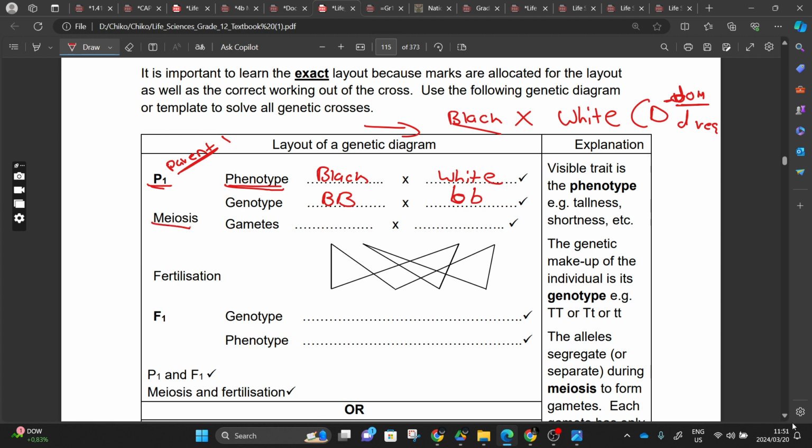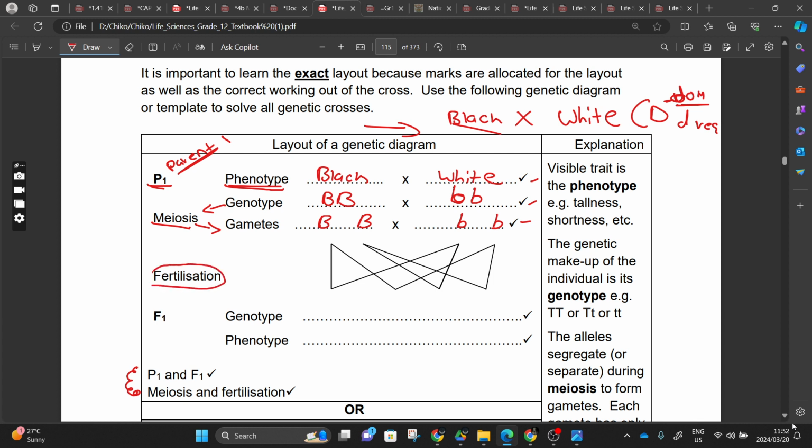And then we come here. You write meiosis because the gametes will undergo meiosis, and after undergoing meiosis we'll have gametes, and then we'll have this B and B separated, and this side we'll have small letter b and small letter b separated. You see now, they are giving you the marks here. And then at the bottom here, they also said P1 and F1, meiosis and fertilization. They have marks if you have placed them at the correct position. This meiosis and fertilization. Meiosis between genotype and gametes.